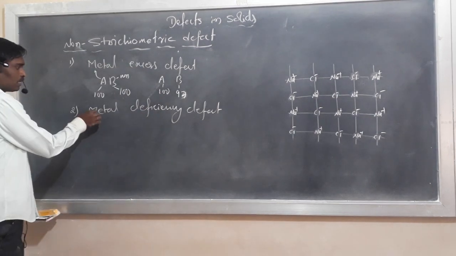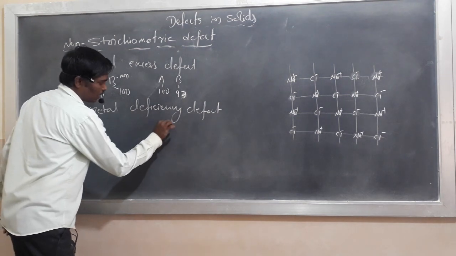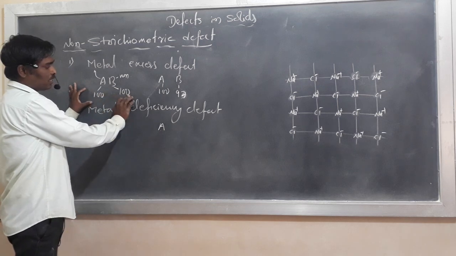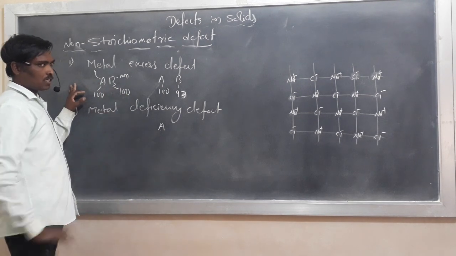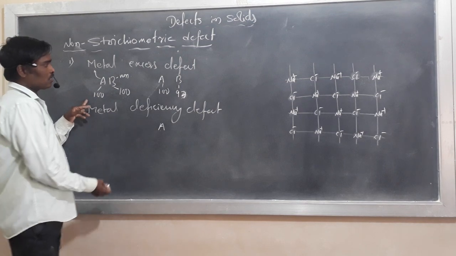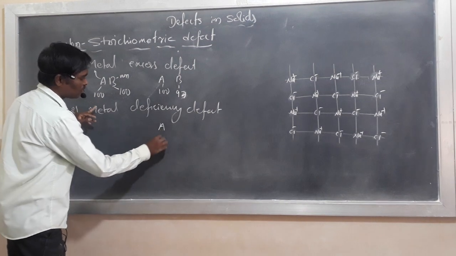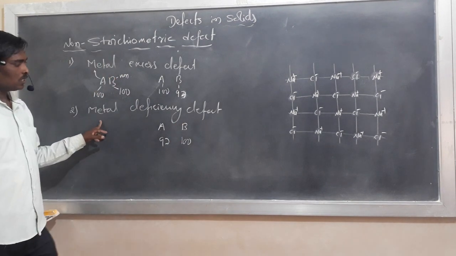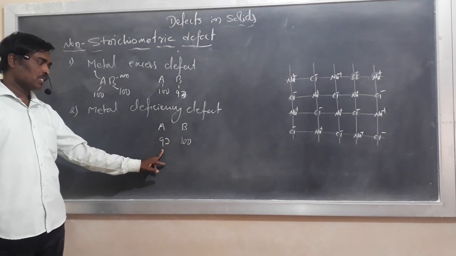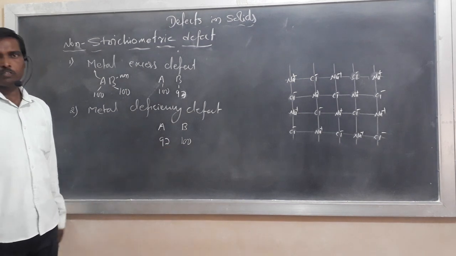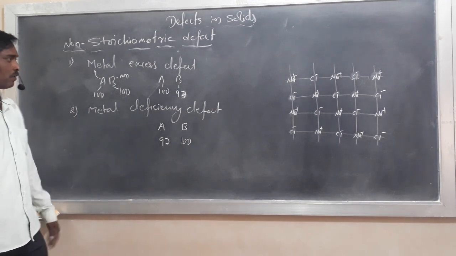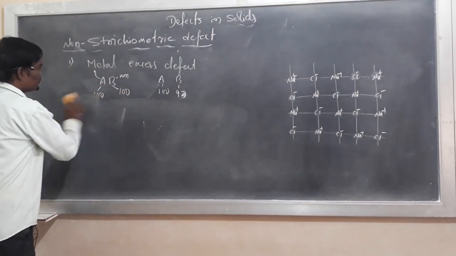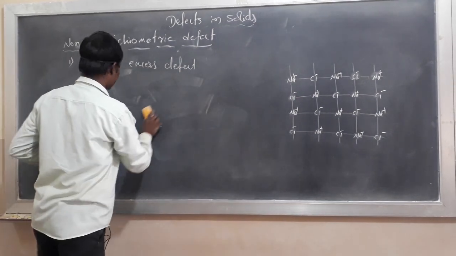Right? And in metal deficiency defects, the A metal ions are less. Say initially they are 100 and 100, metal ions are 100 and non-metals are also 100. And when the defect is observed in that crystal, the number of metal ions is reduced to 97, whereas the non-metals remain at 100. So here, compared to the non-metals, metal ions are less. Therefore, such defects we call a metal deficiency defect. Now, let me go into detail about these two. First, the metal excess defect.